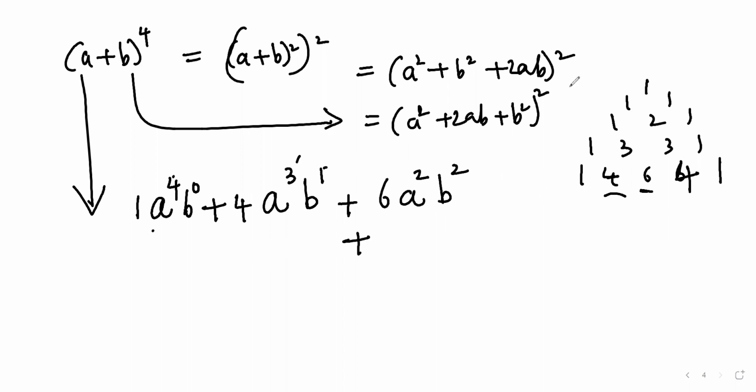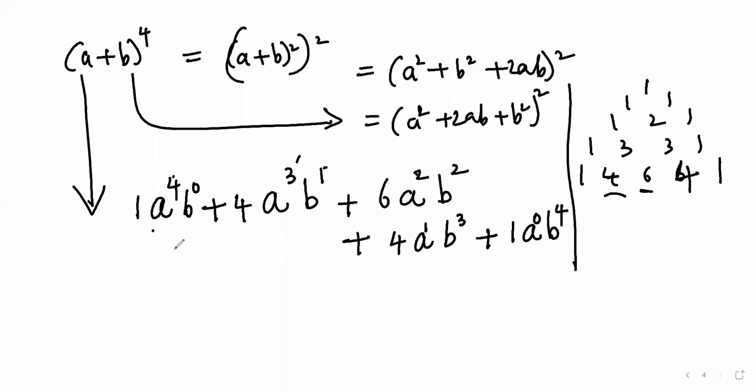Now I'll continue this. Plus 4. Now power of a from 2 is decreased, power of b from 2 has increased to 3. Then the last is 1. Power of a has become 0, power of b has become 4. And we stop, because the maximum power that a or b can attain is 4.